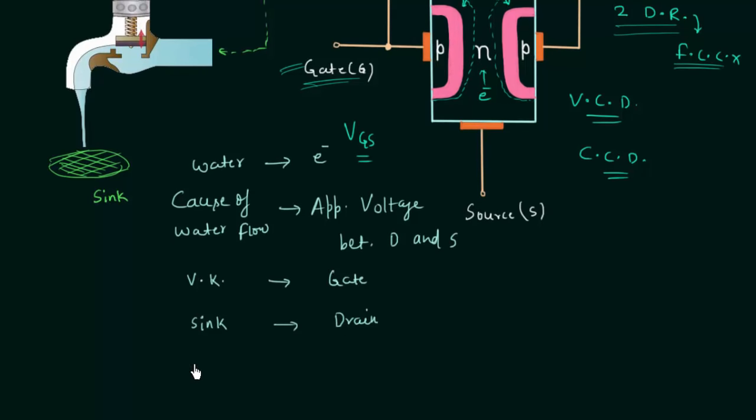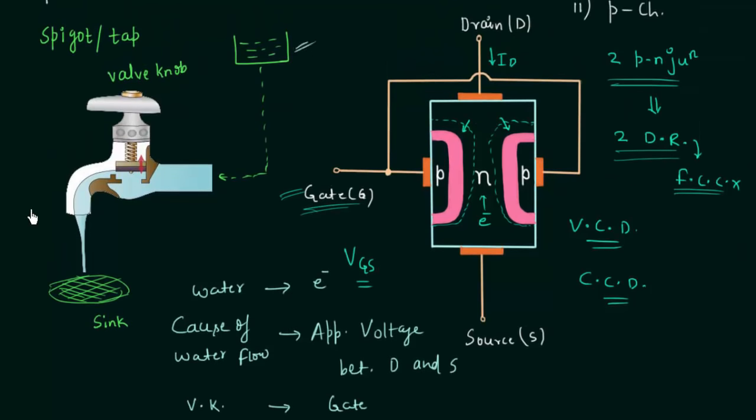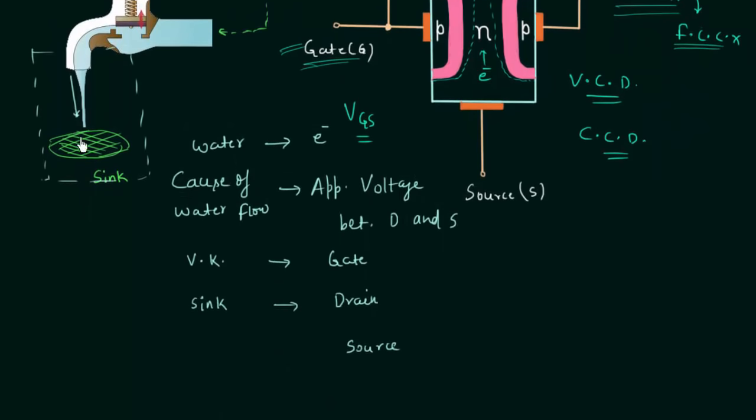The next comparison is between the source in case of JFET and the source of water in case of a spigot. The source of water is definitely the tank, the overhead tank. But if you see only this portion, then you will find the source of water is nothing but the spigot. So the source of water is the spigot, and this water is going to the sink, which is working like the drain. So the spigot is working like the source in case of JFET.